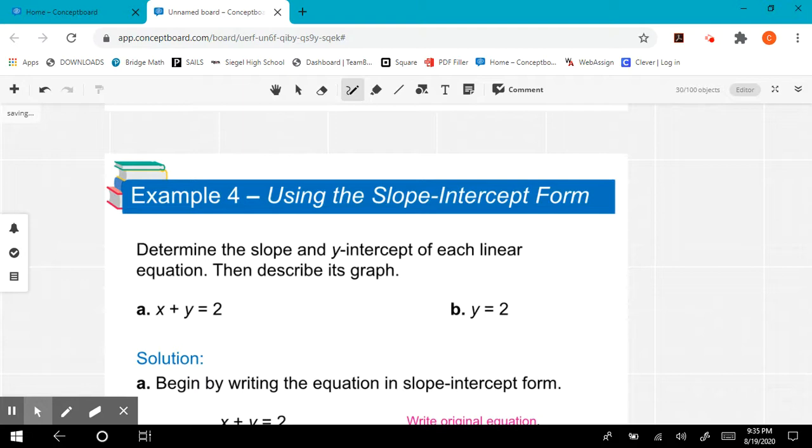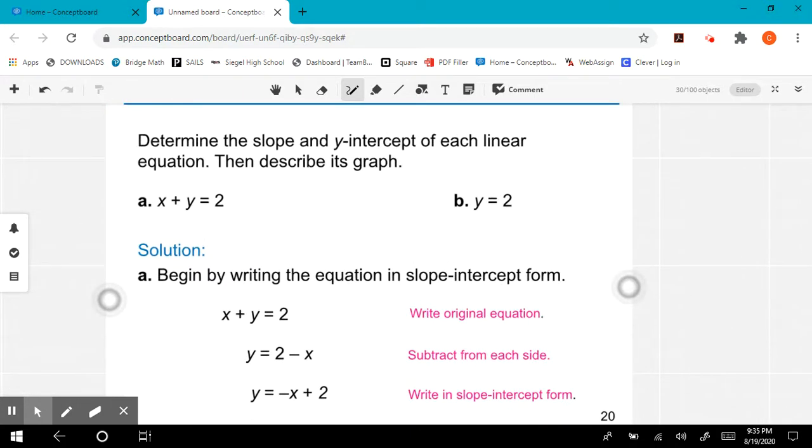All right. So here's a couple problems. Determine the slope and the y-intercept of each linear equation, then describe its graph. So anytime they're giving you an equation in 2 variables and they're asking you to find the slope, what you're going to want to do is solve it for y, because once it's solved for y, that puts it in slope-intercept form. So in this one, it's real simple. I just subtract x from both sides, right? And I'm left with y equals 2 minus x. I'm going to go ahead and put it in slope-intercept form and put the negative x first, plus 2.